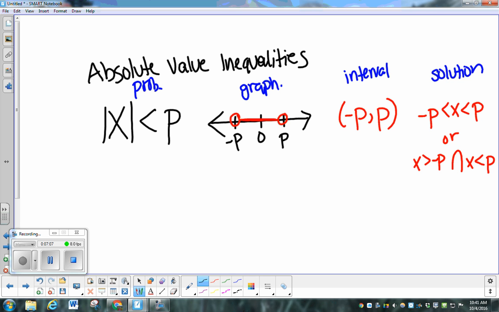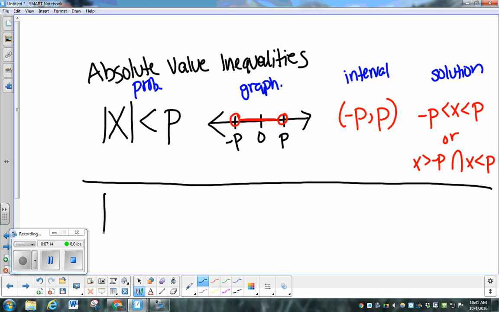Now we're going to talk about the other type. What if the absolute value is greater than some number? So what if we had the absolute value of X is bigger than some number? That means the distance from X to 0 is bigger than some number. It's farther away from 0.